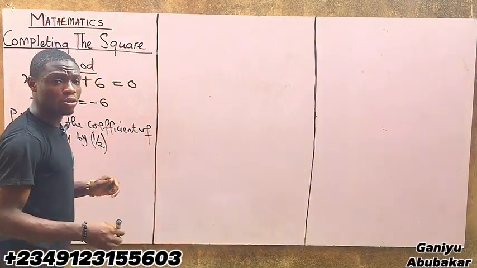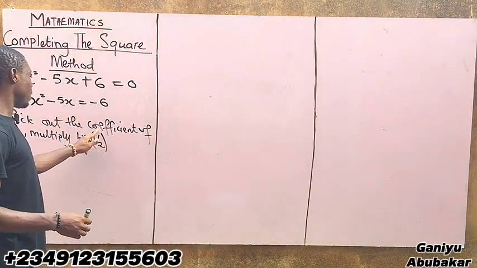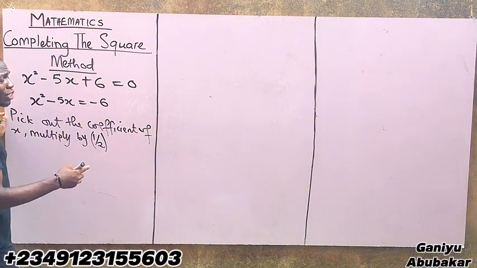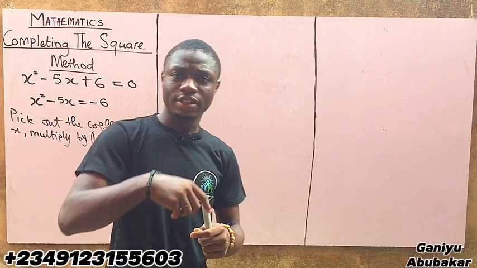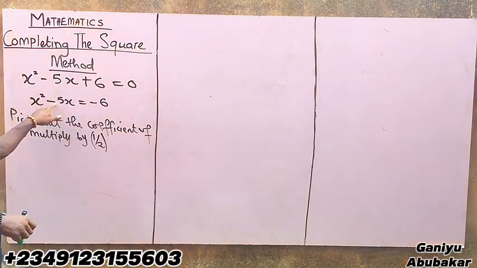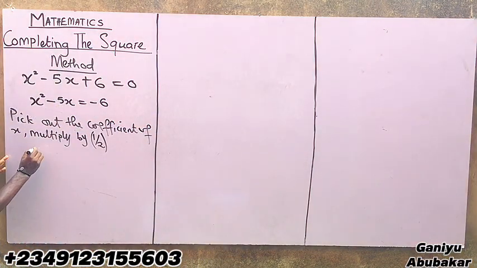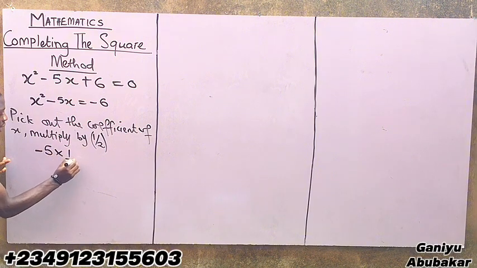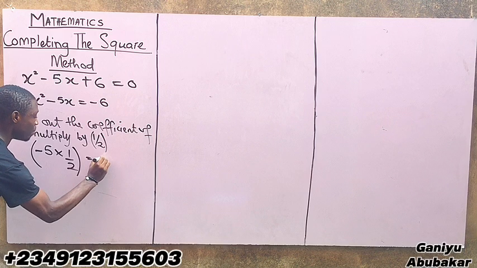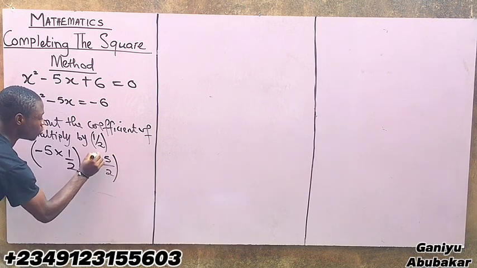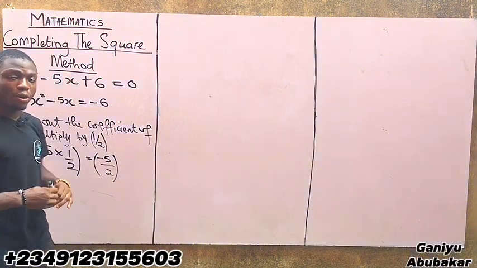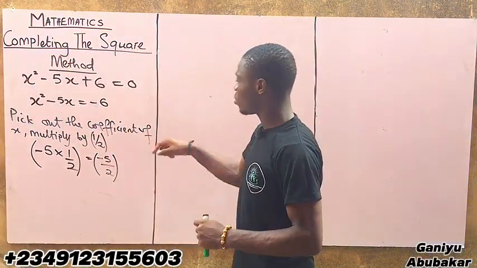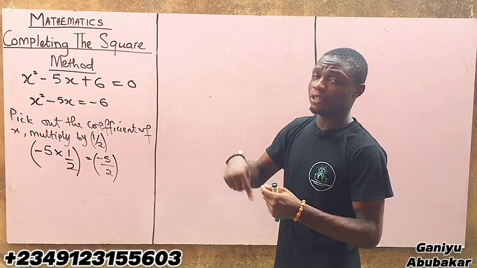So if I'm taking the coefficient of x, what's the coefficient of x? Coefficient of x simply means the number in front of x, right? So what's the number in front of x? That's minus 5. So I'll pick out minus 5 and multiply it by half, as we said here. If I multiply this by half, I'll have minus 5 over 2. True or false? Minus 5 times 1 is minus 5. These 2 remain 2 here. So now, I have figured out the coefficient of x multiplied by half.